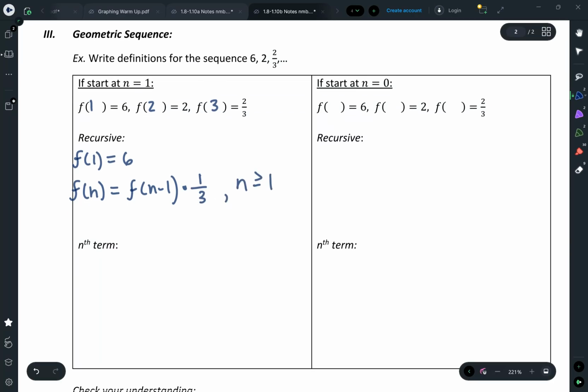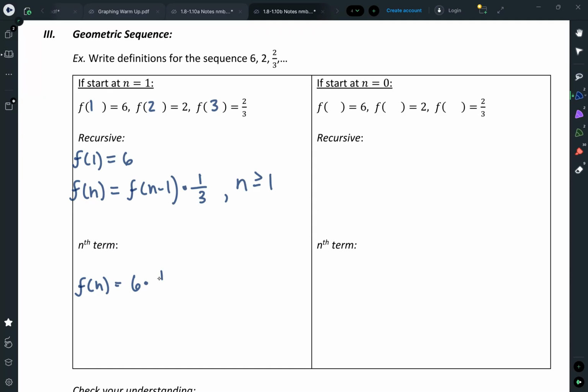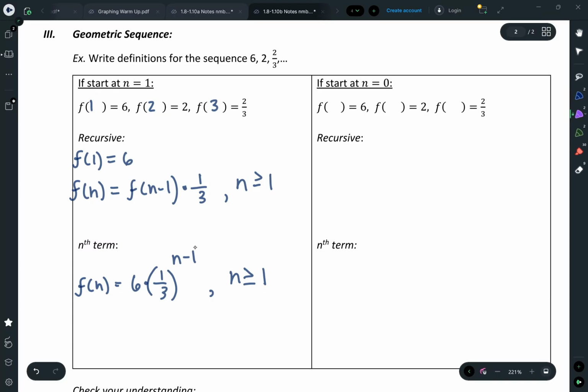So if I want the nth term, then what I do is I write f of n equals my start times my growth factor, and the number of times I would multiply it is n minus 1, because we are starting with term 1. And this is for n greater than or equal to 1, because I'm starting with term 1. So again, n minus 1 because we are starting with 1.